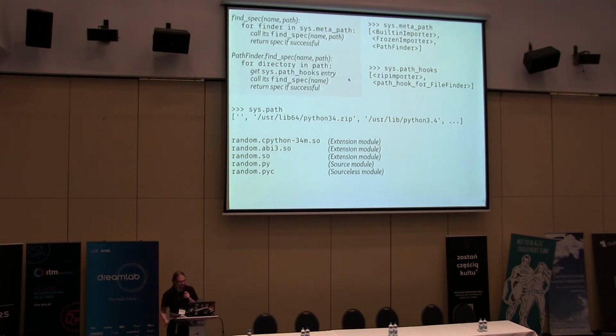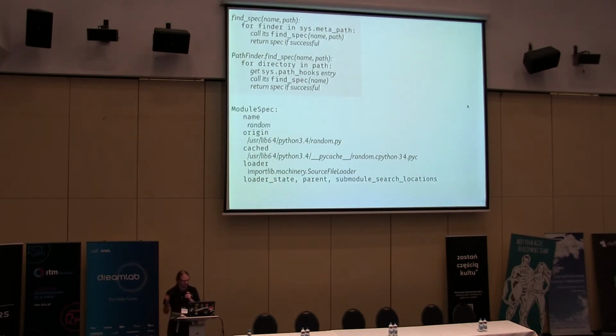so this is as simple as I could make it. There's two for loops, and you look through metapaths, path hooks, and sys.path. These are all points you can extend the mechanism at, so you can add your own metapath items, you can add your own path hooks, you can add stuff to path, and it all works out, and also is backwards compatible.